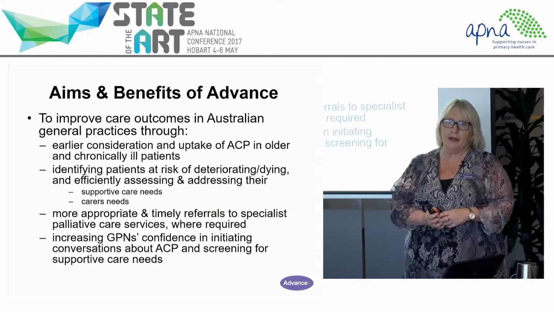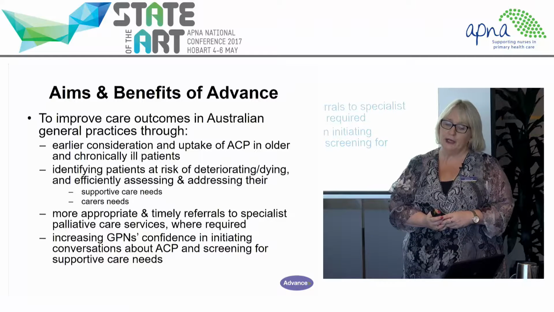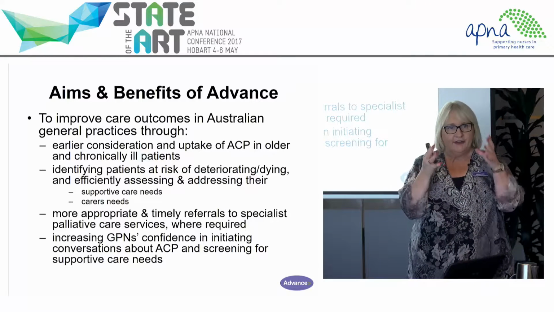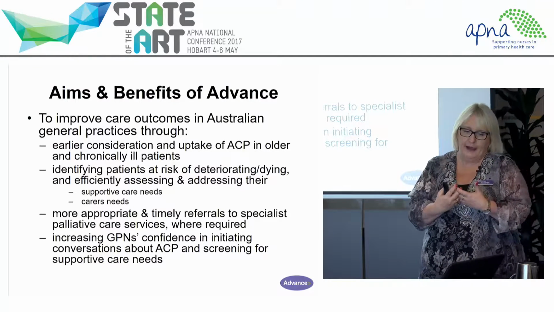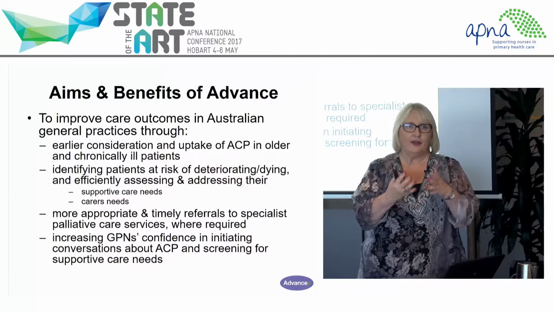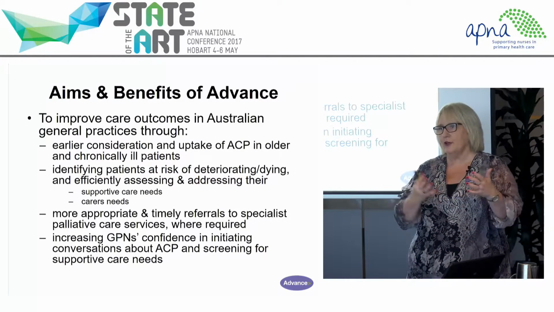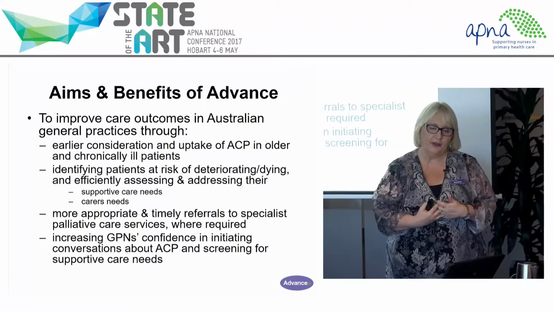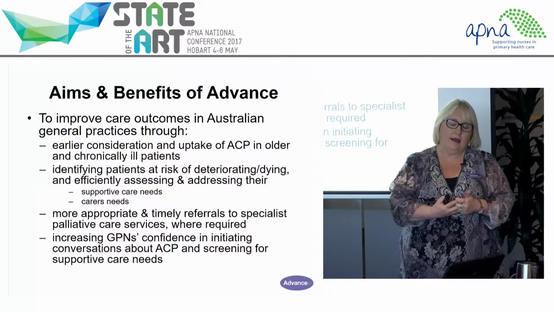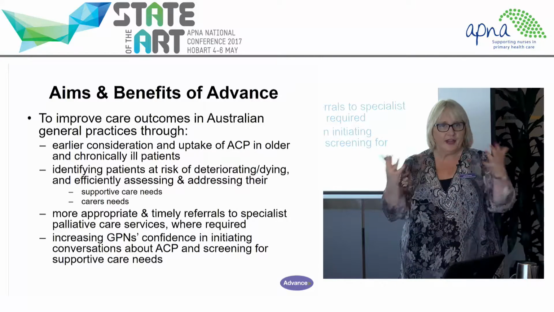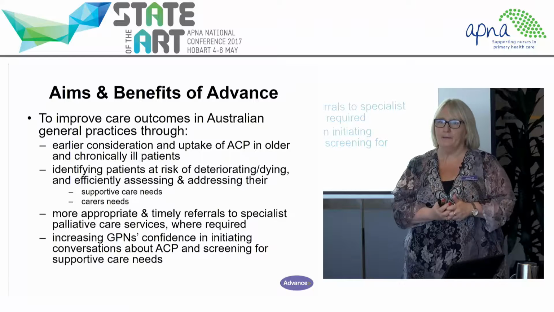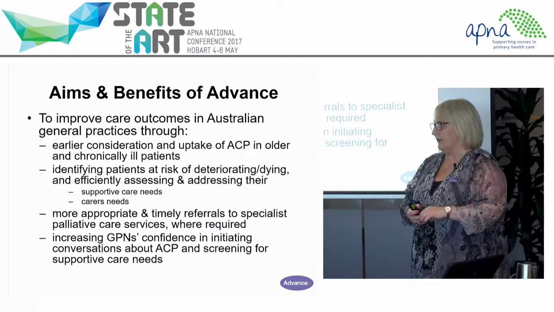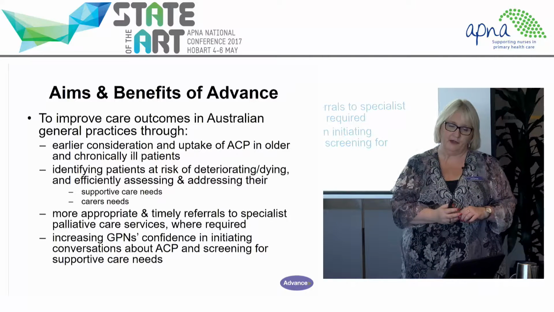It's also about identifying patients who may be at risk of deteriorating and dying, and trying to efficiently assess them and address any of their concerns and needs, and also those of their carer. Because very important with someone who's deteriorating or has a chronic illness is their carer, because if that falls apart or their needs aren't addressed, well then that has a significant impact on the patient.